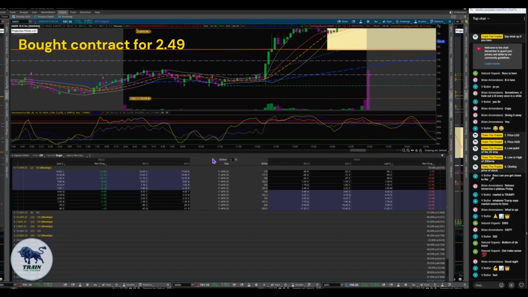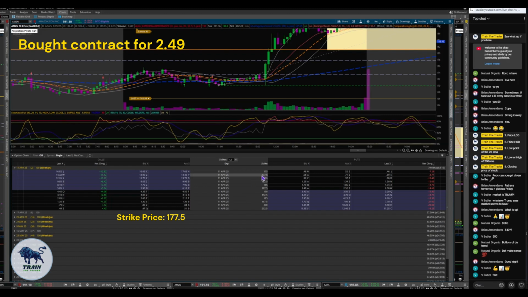What strike price, Rock? What strike price was that? 177.5, which is this strike right here. Will y'all read that number and tell me what that number is right there next to that strike price? 14.40.